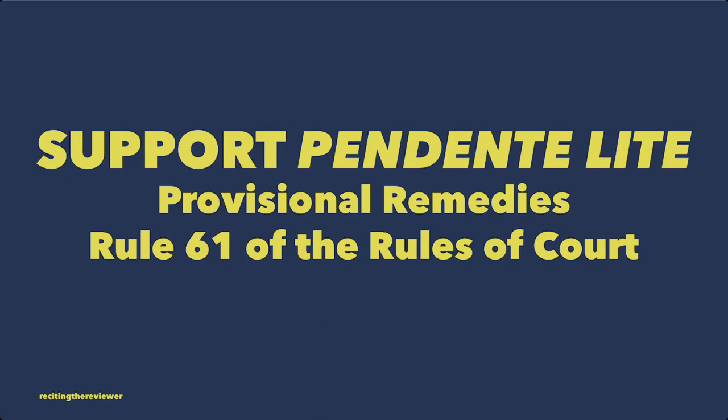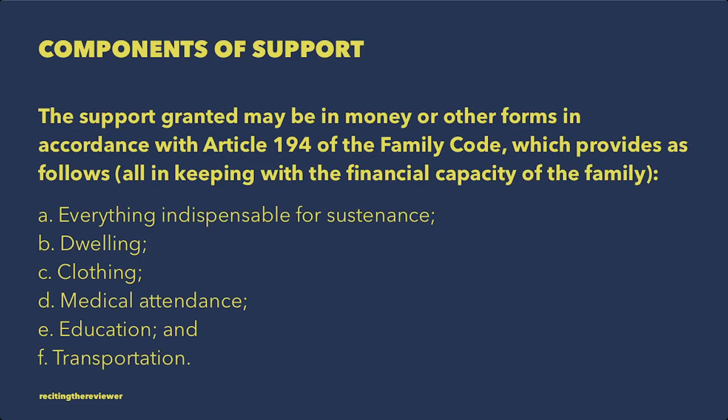We are now at the last provision of the Provisional Remedies, which is Rule 61 of the Rules of Court, or what is known as Support Pendente Lite. So what are the components of support? The support granted may be in money or other forms in accordance with Article 194 of the Family Code, which provides as follows: all in keeping with the financial capacity of the family.